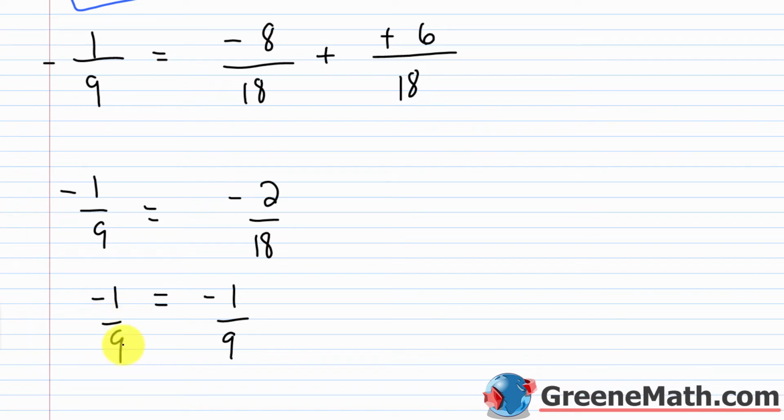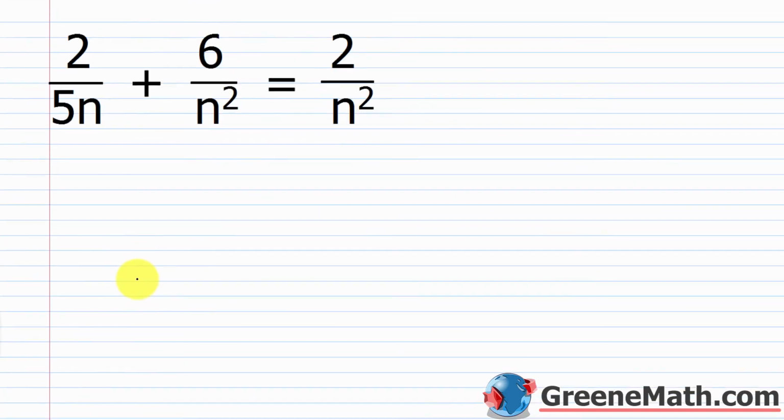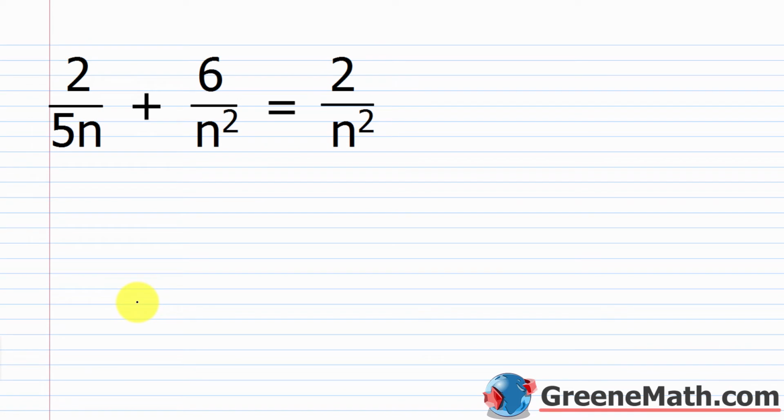So our solution here, which again was x equals negative 3, is correct. All right, for the next one, let's look at 2 over 5n plus 6 over n squared is equal to 2 over n squared. So what is the LCD here?